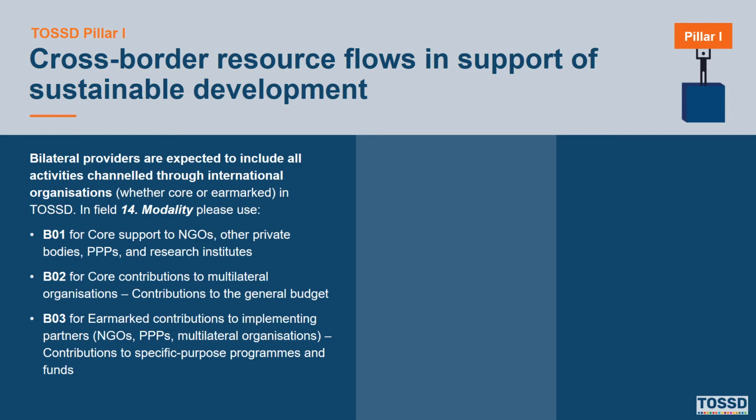In practice, bilateral providers are still expected to report all activities channeled through international organizations in TOSSD, whether core or earmarked contributions. It is very important that you indicate the right modality for these activities, which should be one of the following. B01 for core support to NGOs, other private bodies, public-private partnerships, and research institutes. B02 for core contributions to multilateral organizations, and B03 for earmarked contributions to implementing partners or contributions to specific purpose programs and funds.